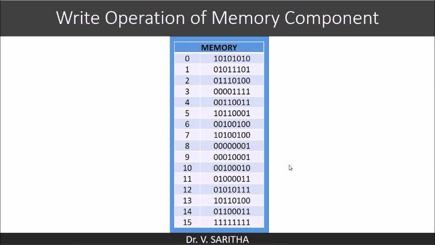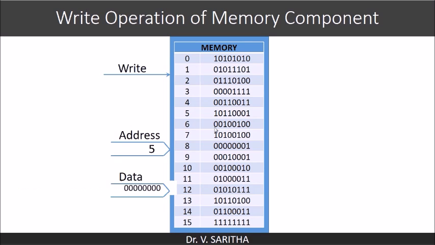Then comes the write operation. First the write control signal is given, then the address, then the data. So this data we want to write into the address 5. Directly it will store the given data into memory address 5. There will be no output generated in the case of a write operation.